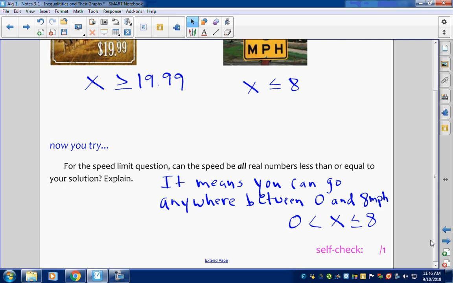Aren't you parked if you're going 0? That's what I'm saying. That's why I have 0 miles per hour greater than, if you're not going anywhere. I'm saying the same thing you are with this inequality. So this inequality says that the speed has to be between 0 and 8, but 0 is strictly greater than 0. So you've got to be registering on the speedometer.